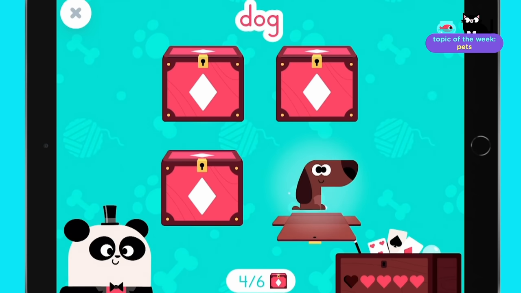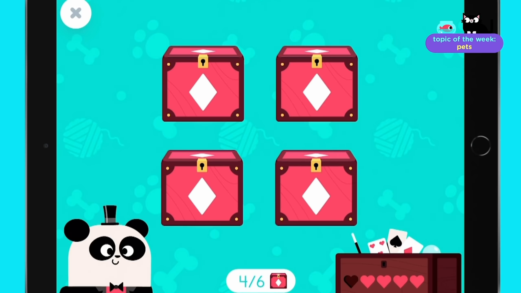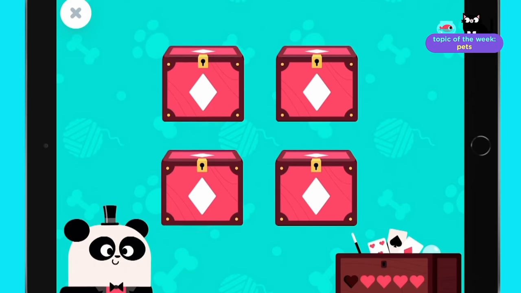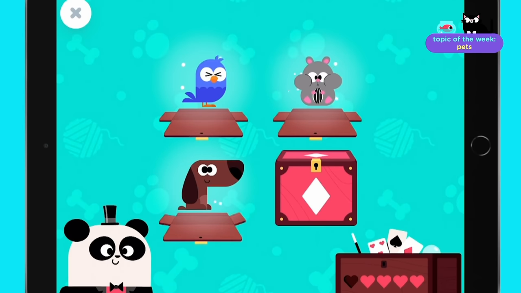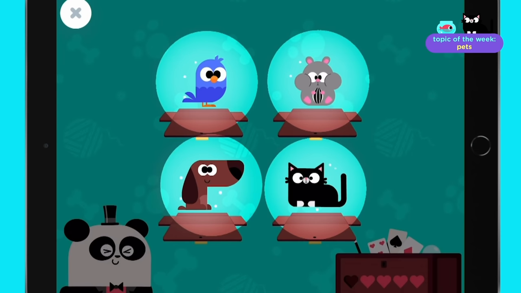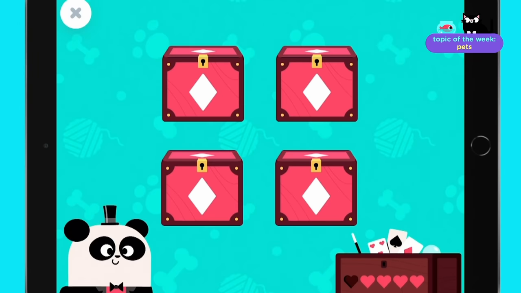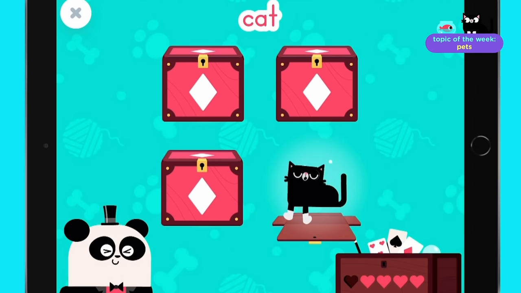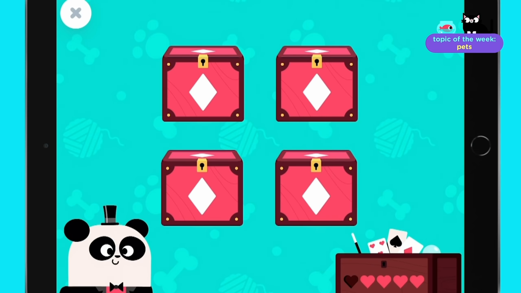Dog. Look at the pictures and try to remember them. Cat. Great! You found the cat. One more.